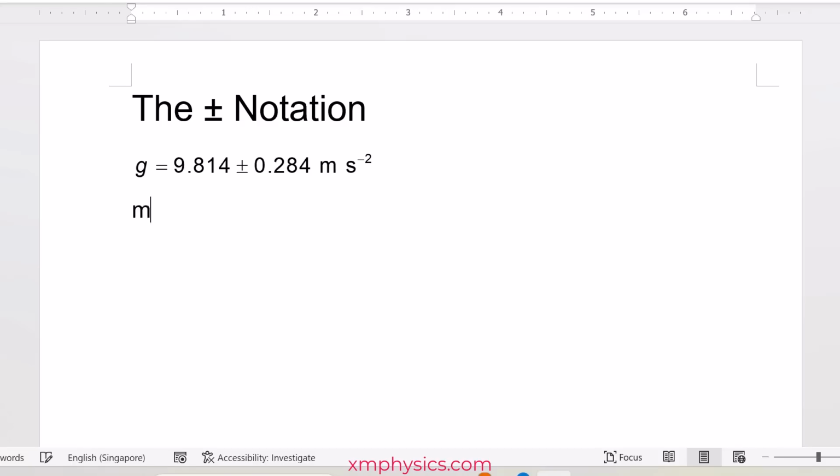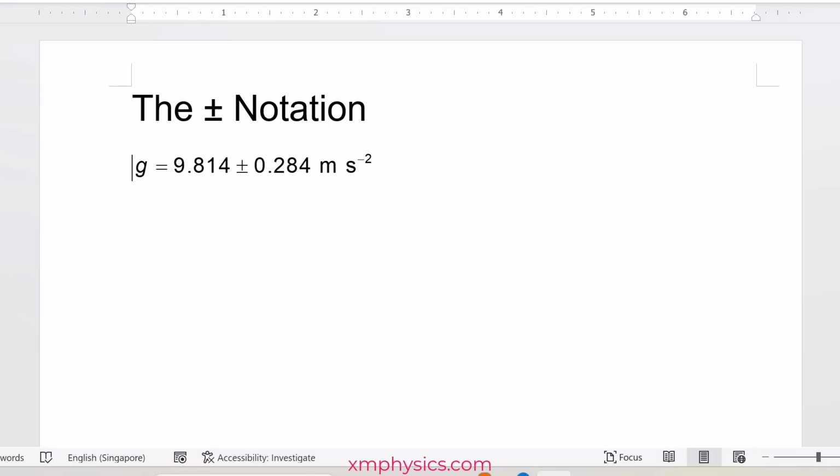Hello. So every measurement will have its associated uncertainty. For example, somebody did an experiment and measured g to be 9.814 with an associated uncertainty of 0.284 meters per second squared. However, if presented like this, it's deemed to be the wrong presentation because there are some conventions to follow.